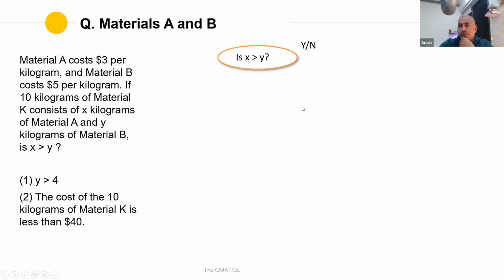It's a yes, no question. I don't care about the exact values of the weights. I care about, is the weight more or not?